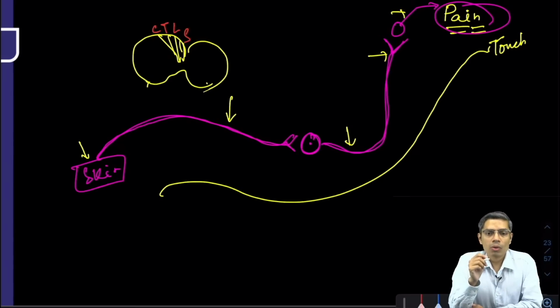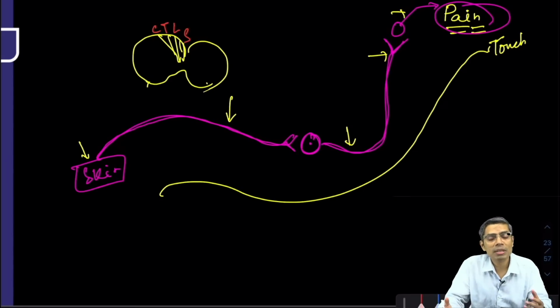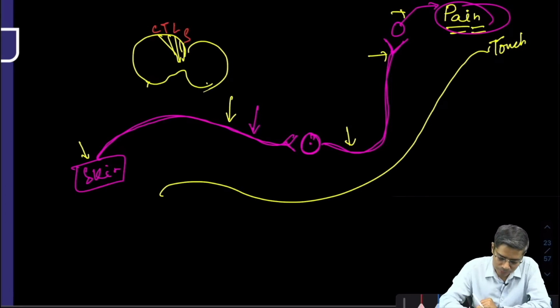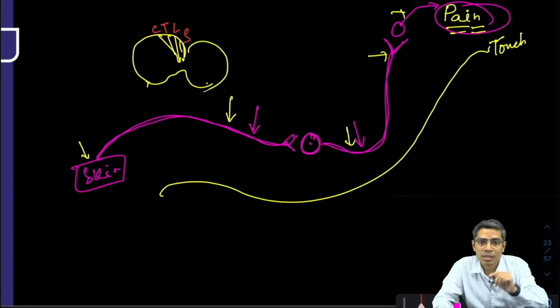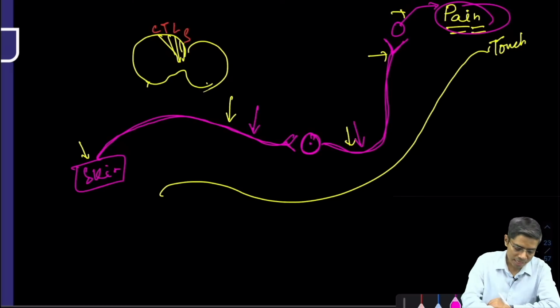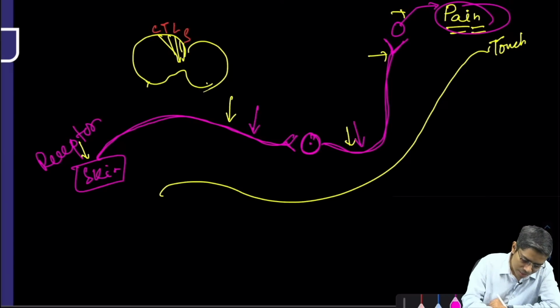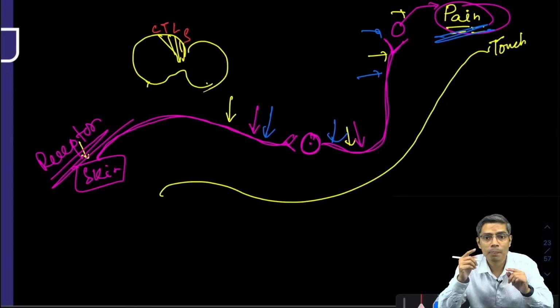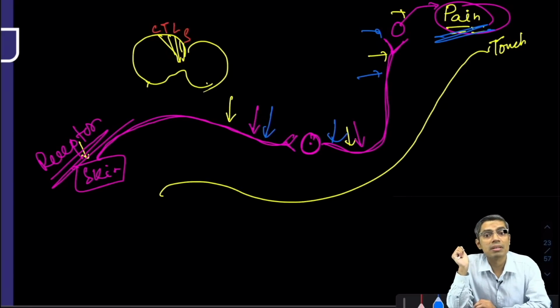But the question is, where will the pain be perceived from by the brain? The brain cannot perceive that the pain is coming from the middle part of the pathway. Brain will always perceive as if the pain is coming from the level of the receptor. Whether you stimulate here or here or here, the brain will perceive pain, but it will project the pain as if it is coming from the level of the receptor.